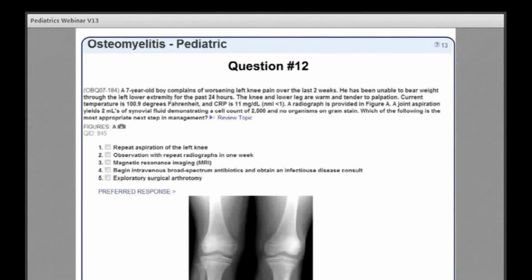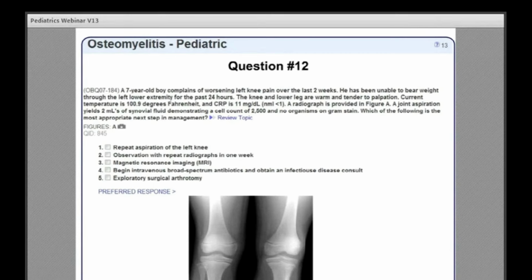Moving on, a 7-year-old boy complains of worsening left knee pain over the last 2 weeks. He has been unable to bear weight through the left lower extremity for the past 24 hours. The knee and lower leg are warm and tender to palpation. Current temperature is 100.9 degrees Fahrenheit. CRP is 11, which is elevated. A radiograph is provided in figure A. A joint aspiration yields 2 cc's of synovial fluid, demonstrating a cell count of 2,500. That's pretty unimpressive. And no organisms on gram stain. Which of the following is the most appropriate next step in management?